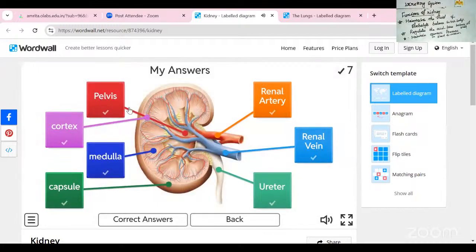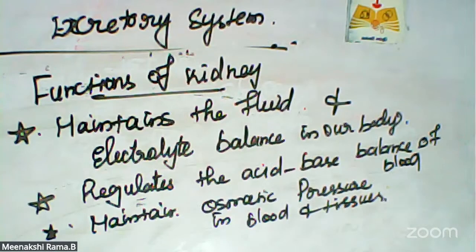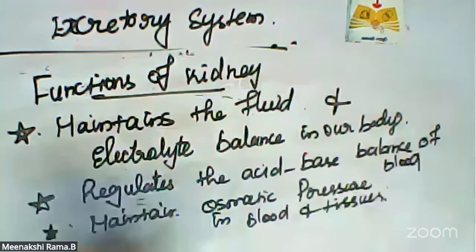So the correct answer: this is pelvis part, cortex part, and medulla part. The outer covering, the kidney is covered with the capsule, then renal artery, renal vein, and the ureter tube. I think it is also very useful for you. So this is the main function of the excretory system. And next one is nephron. I already told you each kidney consists of more than 1 million nephrons.